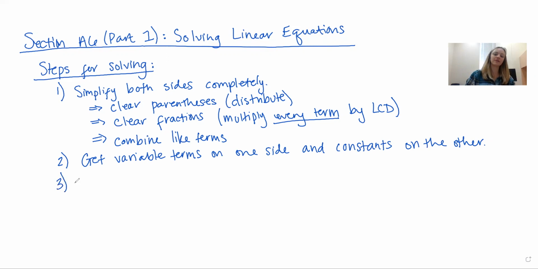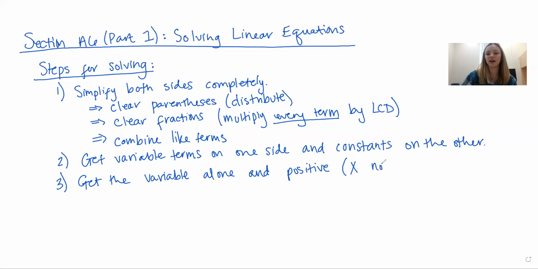All right, so once you have those variable terms on one side and the constants on the other, you might still have a number in front of the x. So if you have a 2x or some number x, we still have to get rid of that. We want to get the variable alone and positive. So we don't want to be left with a negative x. I want to be left with a positive x. So think x, not negative x.